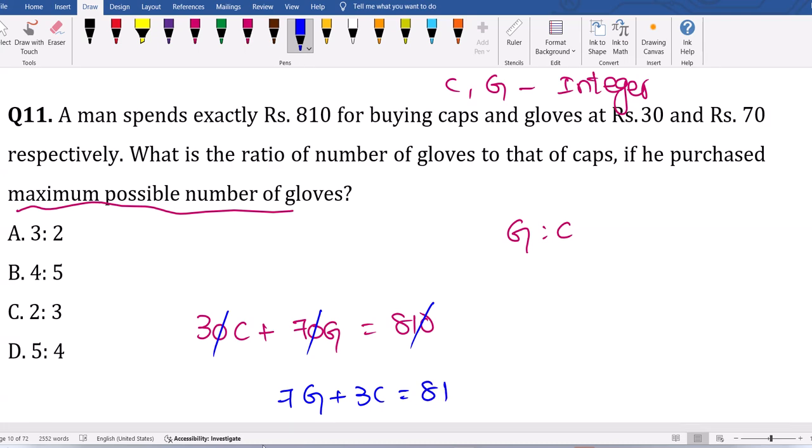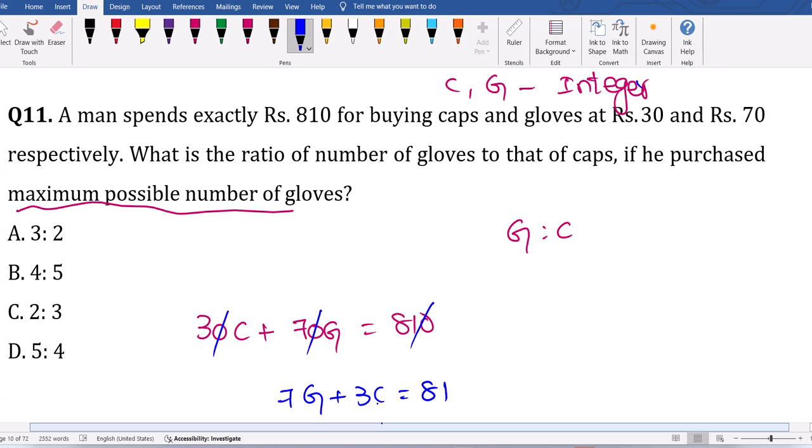For maximum gloves, suppose I try 10 gloves. 10 gloves means 700, then 110 cannot be divided by 3. See, C and G both should be integers. If I go for 11 gloves, 11 times 70 is 770, leaving 40, which is not divisible by 3. So it's not satisfied for 10 and 11.